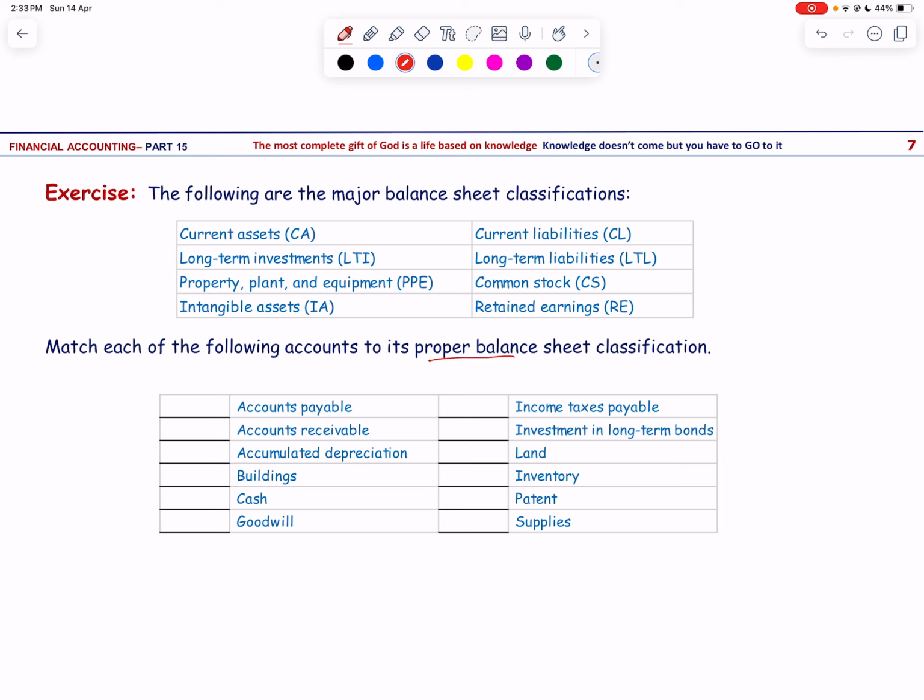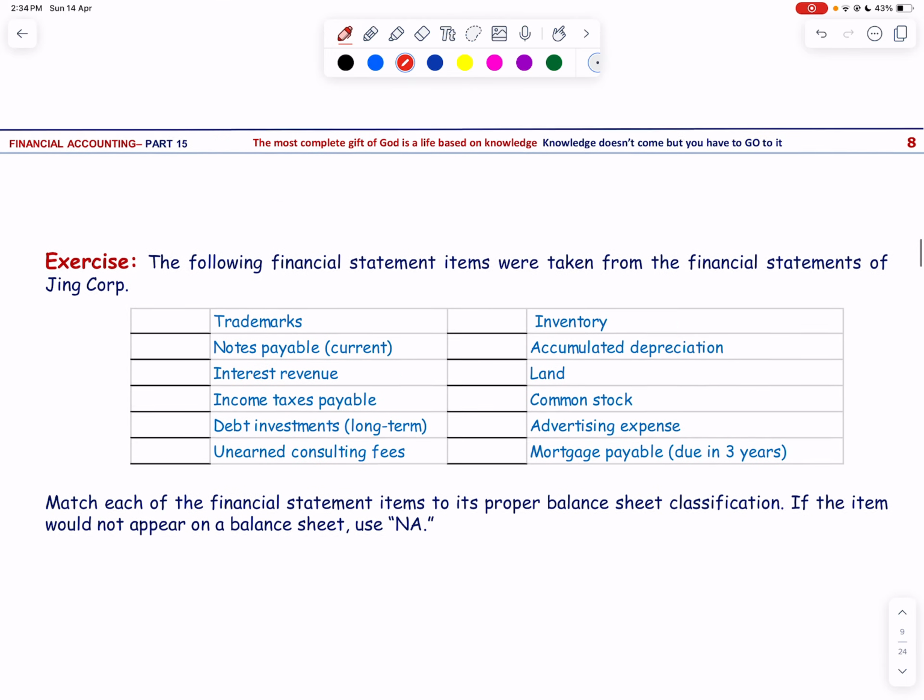So accounts payable is obviously a current liability, accounts receivable is a current asset, accumulated depreciation is property, plant and equipment, building is property, plant and equipment, cash is a current asset, goodwill is an intangible asset, income tax payable is a current liability. Investment in long-term bonds is a long-term investment. Land is property, plant and equipment. Inventory is a current asset. Patent is an intangible asset, and supplies is a current asset. Let us move on to the next exercise.